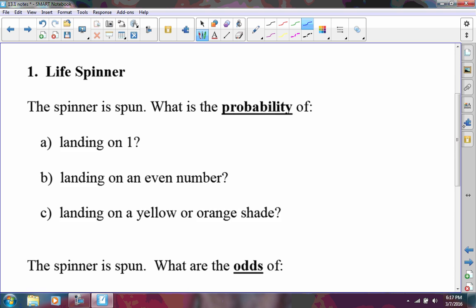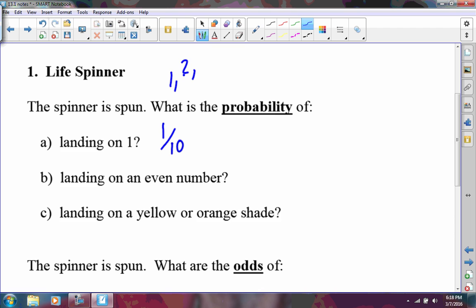And luckily we can at least talk through what your answers should be if you had done this in class. And if you have the game of life, you can go ahead and look at the spinner, but there's 10 different little spots on there. And so when you're taking a look at the life spinner, we want to find the probability of landing on a 1. Well, there's only one number on there, and there's 10 total. So again, the probability is what you want out of the total. And then landing on an even number, it's got all the numbers from 1 through 10, so you could count and see how many of them are even.